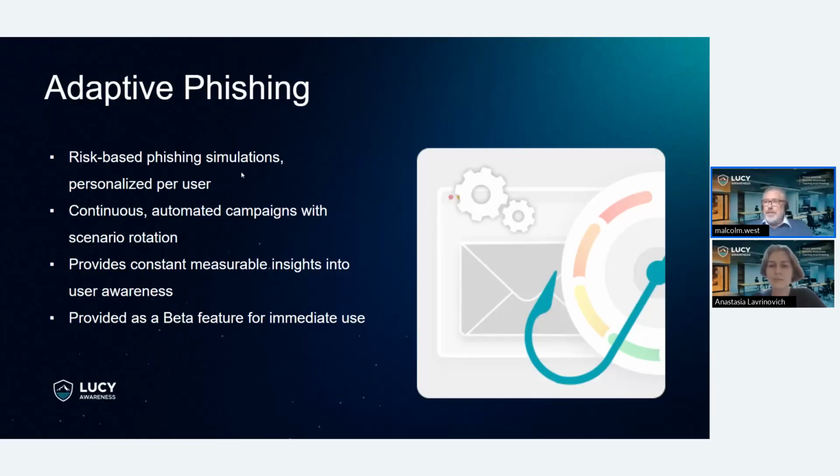So without further ado, we're going to move on and talk about adaptive phishing. This is the first step in automation for Lucy, and it allows you to run phishing campaigns which react to the user's performance, developing risk ratings and giving different attacks depending on how they perform. So Anastasia is going to switch over now and take you through that.